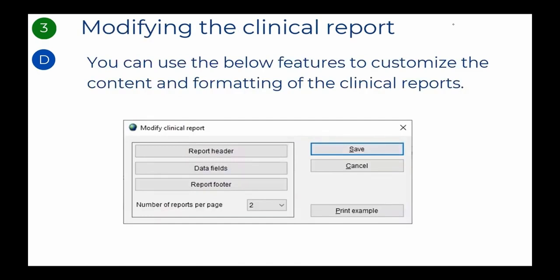If I click on Modify Clinical Report, I can see options that permit me to improve the formatting and content of the clinical report. I can click on Report Header to change the information that appears at the top of the report. I can click on Report Footer to change the information that appears at the bottom of the report. I can also click on Data Fields to change the data content that will appear in the middle of the report.